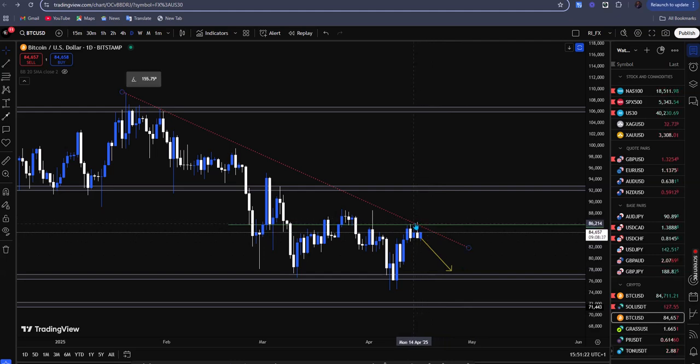And if that does not happen, I'll wait for a break of structure here, and if there is a breakout of the trend line, I'll look for a retest. After a retest, I'll take a trade to 92k. So that's the actual analysis right now.